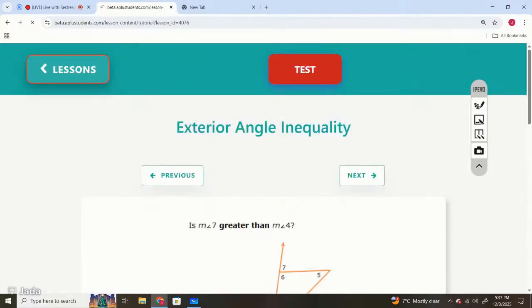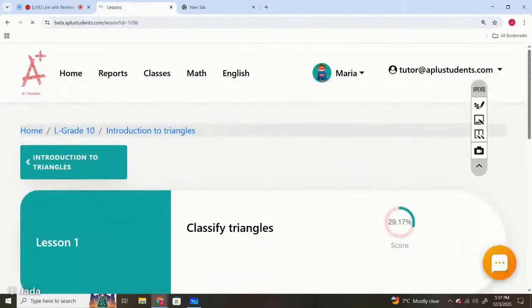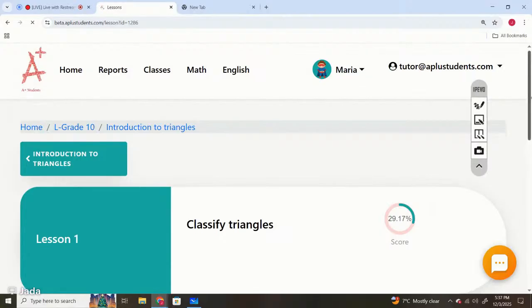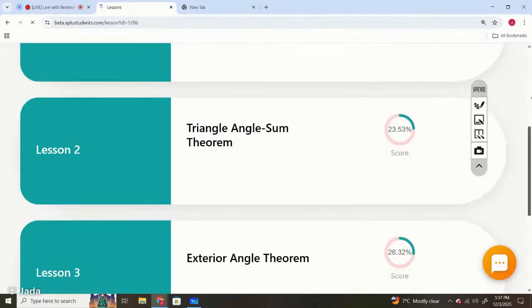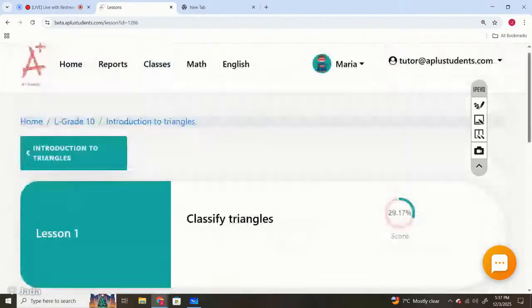We were working on grade 10 math. The chapter we were working on is Introduction to Triangles. The lessons we have covered today are classifying triangles, the triangle angle sum theorem, and the exterior angle theorem. So please make sure that before the next session you complete all the practice questions for the lessons we just did. That is your homework until the next session.